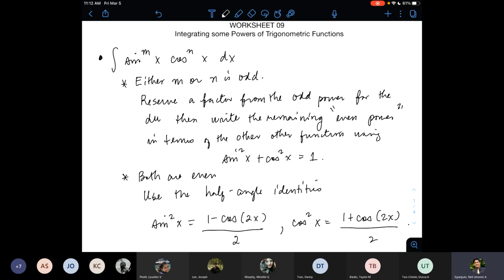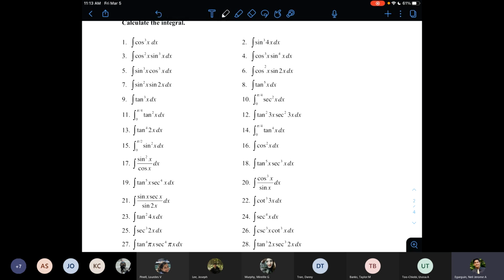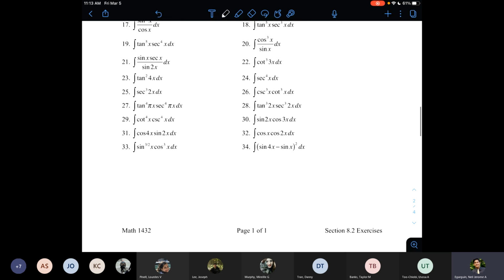And in all other cases, that means both of them are even, then you need to use the half angle identities. But before trying these fancy techniques, sometimes you will be required to just apply some basic trigonometric identities, which is a good reminder that you need to go back to trig or pre-calculus notes to see what identities you can apply. So maybe let's start with those that don't really require fancy substitution techniques. Just straightforward trigonometric identities will work.